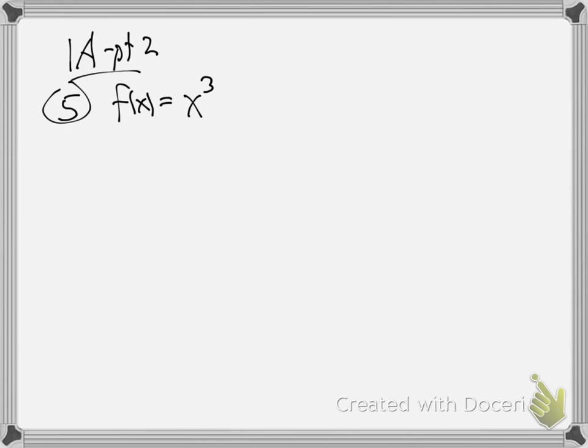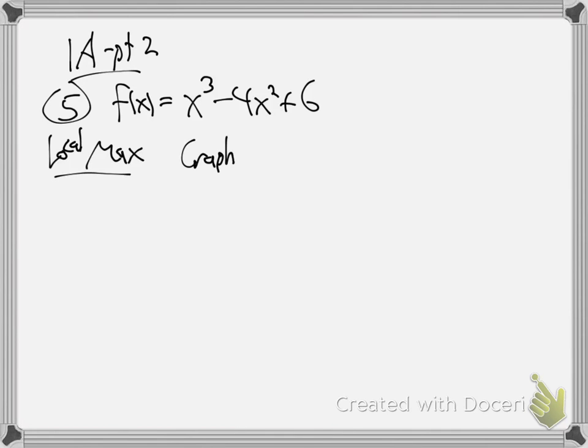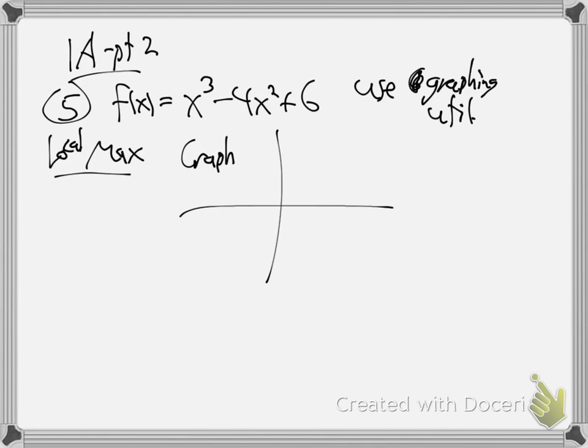How about number 1A, part 2 still. Number 5 gives you f of x equals x cubed minus 4x squared plus 6. They want a max, local max it says. So basically you just graph on your calculator. It says use the graphing utility, your calculator. So you graph the thing. I don't even know what it looks like, but whatever. Let's just say it does like this. Just make something up.